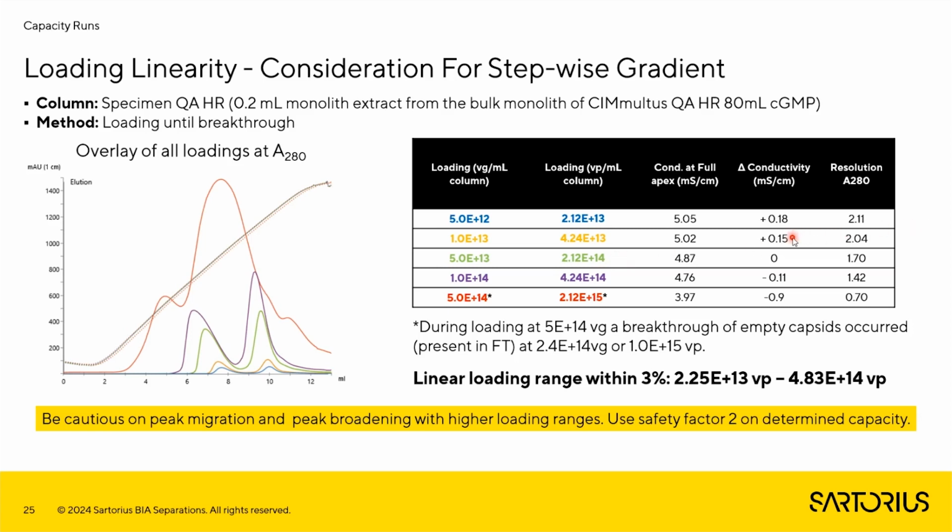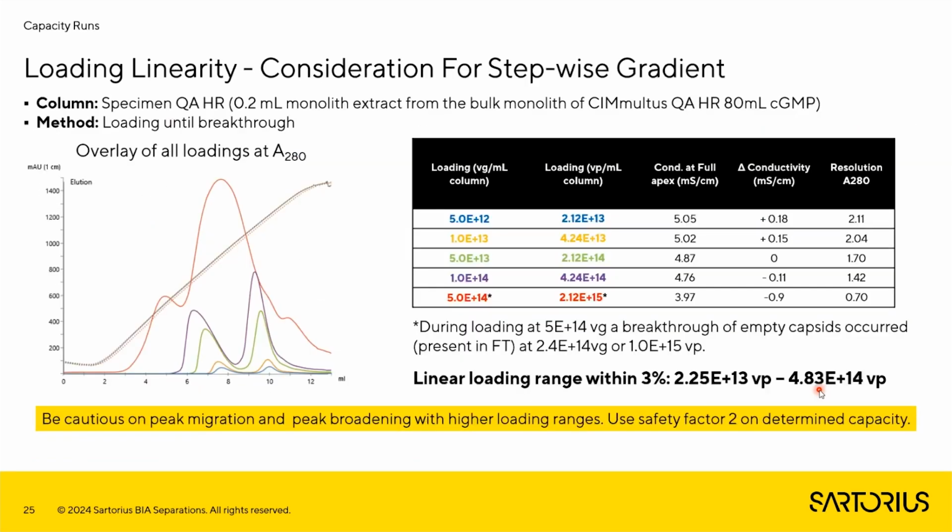And then what we have to see is where we are in linear response, and the HR line offers 3%, so that all the values fall within a 3% margin. So then we see that the two values, that one here and also the next one, are falling in this region. So really the linear loading range within those 3% margins should be from 2e13 vector particles to roughly 5e14 vector particles per milliliter of column.